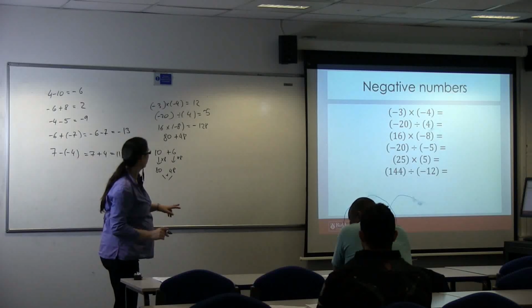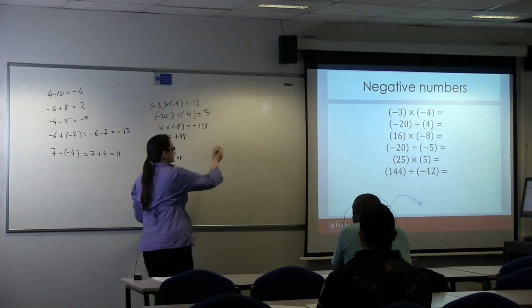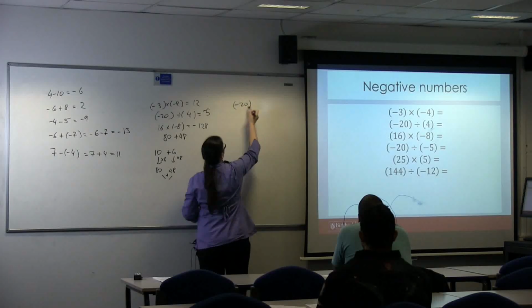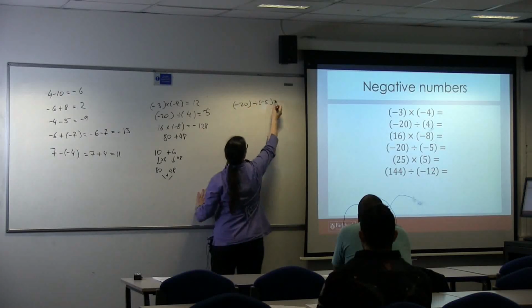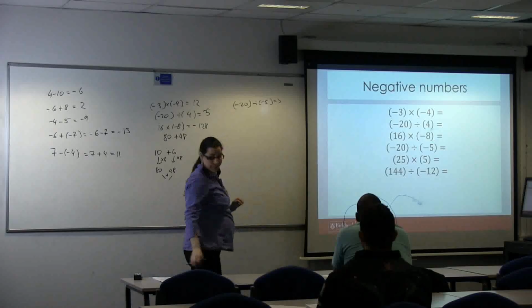Where were we? Okay, minus 20 divided by minus 5. Yeah, that is plus 4. Oops, not 5.